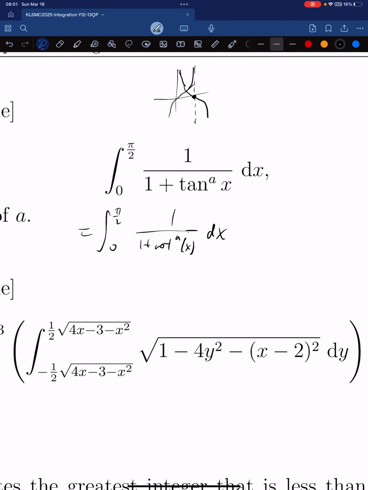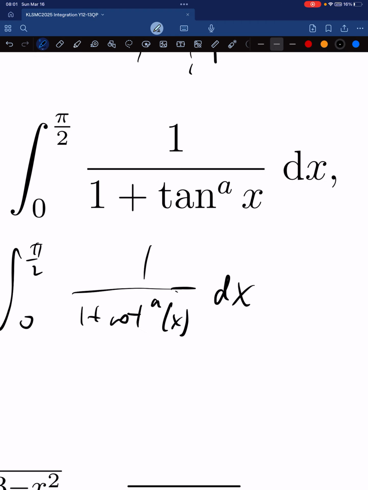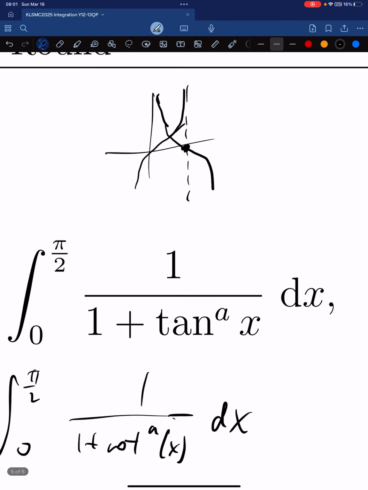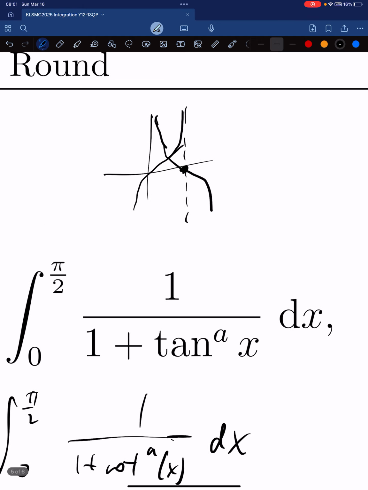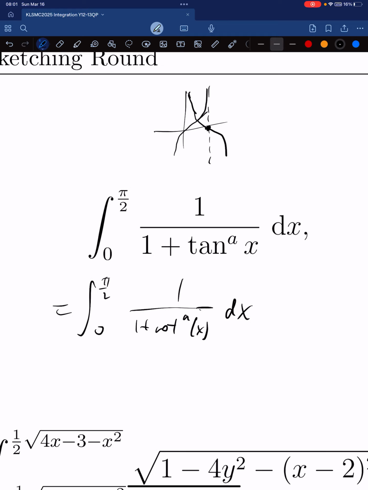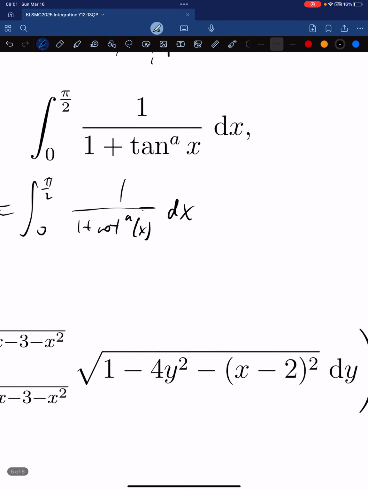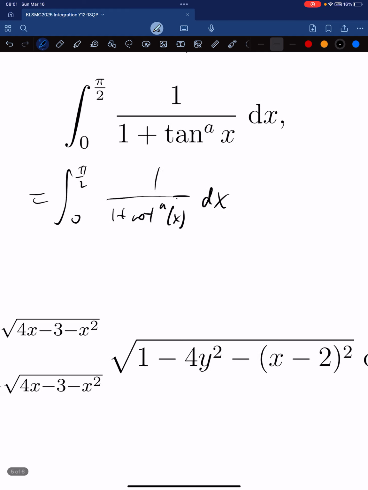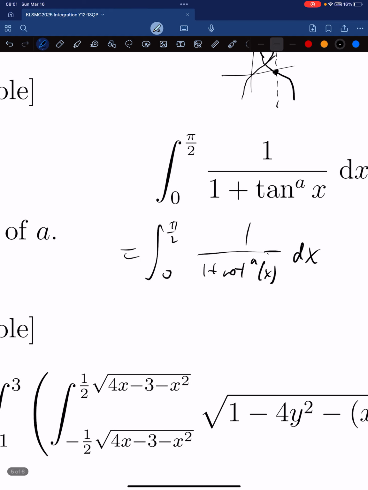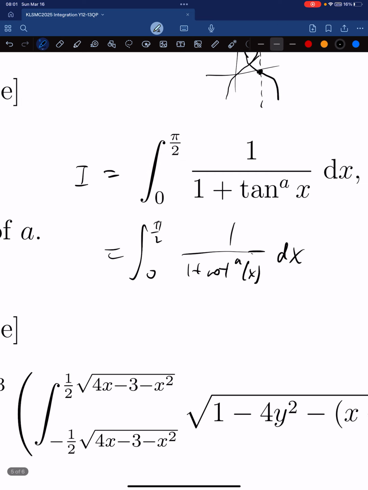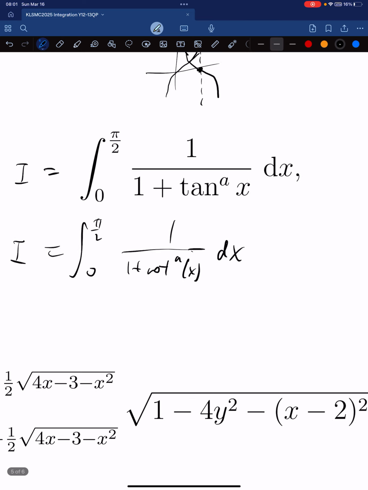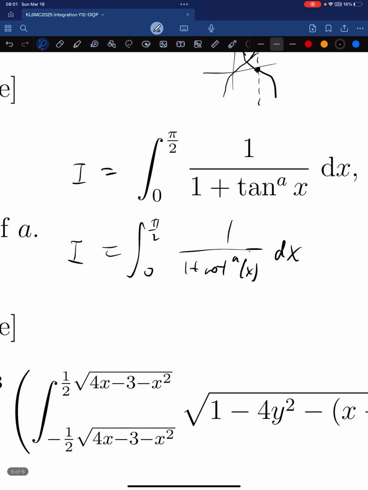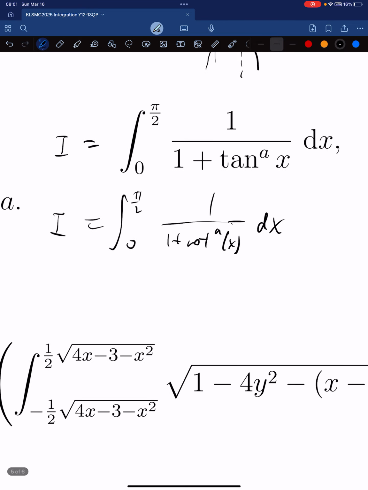Because you can think of cotangent as starting with the positive infinity part, you slowly go down to 0, and the tan is basically the opposite to it. So these two should be equal to one another. If I call the result of this integral I, then I is also equal to replacing the tan with cotangent.